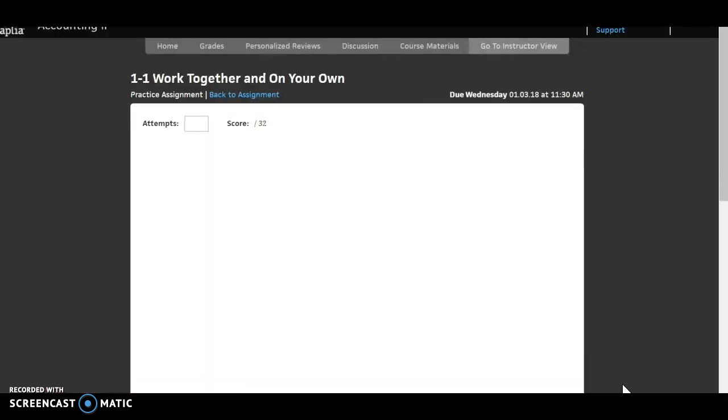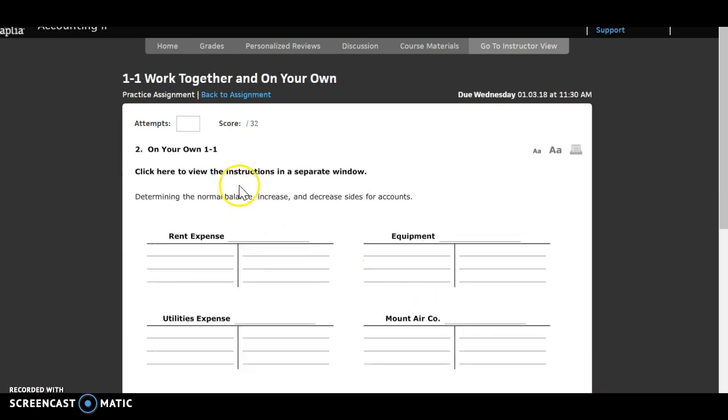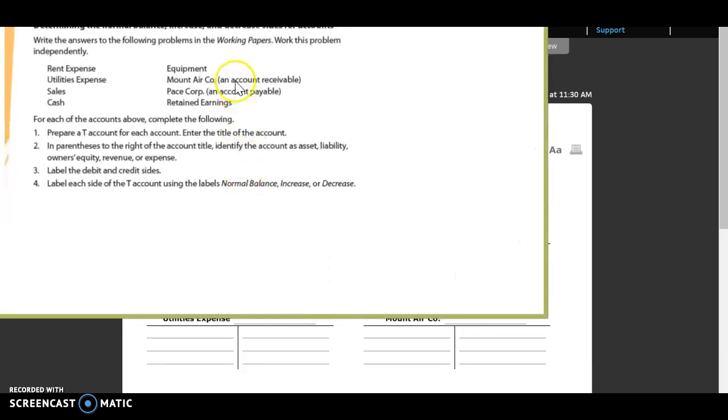Go ahead and do the 1-1 on your own. Make sure that you pay attention to the instructions to figure out the accounts receivable and accounts payable accounts.